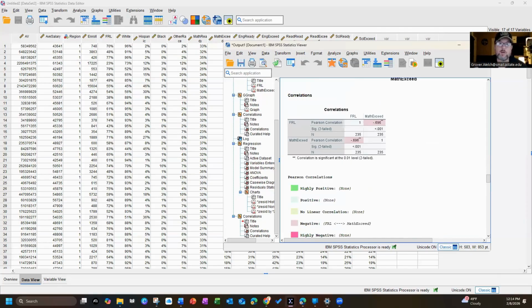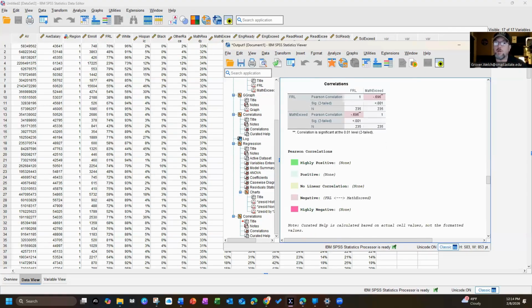So I selected the variables in my bivariate correlations dialog box. I moved two variables in, free and reduced lunch and math exceeding. I ensured Pearson was checked under the correlation coefficient section, as we are conducting a Pearson correlation analysis. Under test of significance, I selected two-tailed because we were testing for a relationship in either direction, positive or negative, and I ran the analysis. Now let me interpret the output that SPSS has produced.